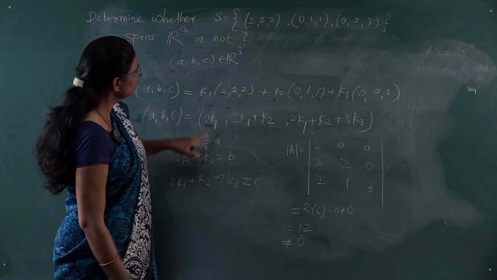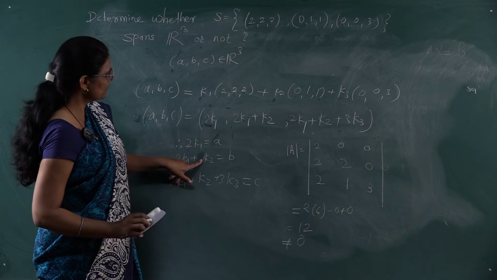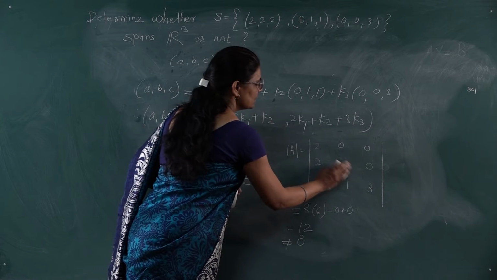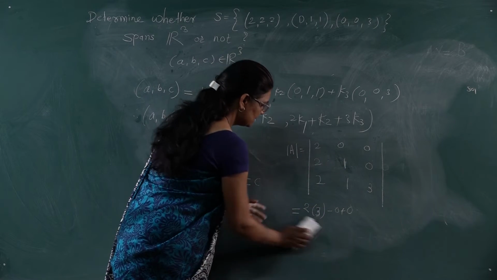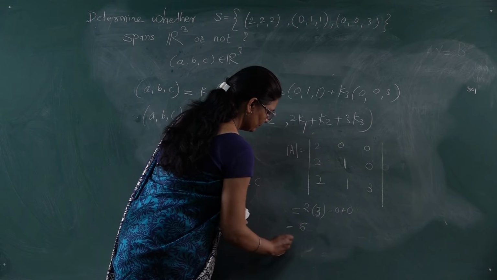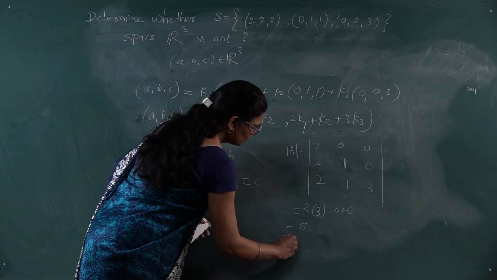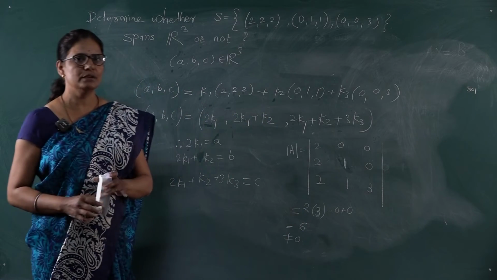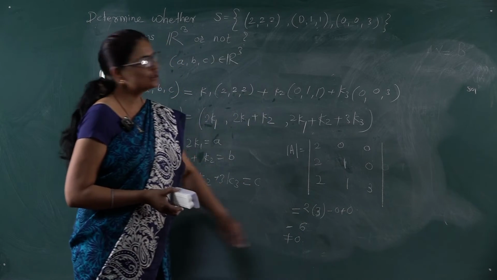Okay, this one is wrong. This coefficient is 1. So this is 1. This multiplication becomes 3. The answer is 6. So again it is not equal to 0. Do the calculation carefully, it is very important. So here the determinant is not equal to 0.